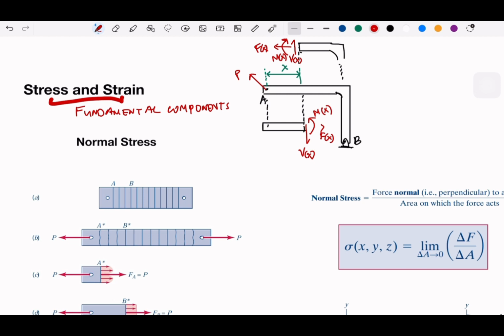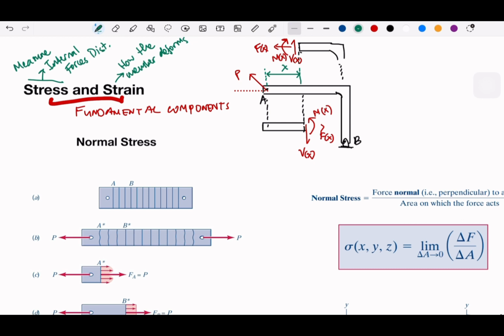So the stress concept is going to measure the internal force at the end of the day. Okay, internal force distributions. And strain is going to be about the changes, or how the member forms. Member means if we have the bar, we call this the member.